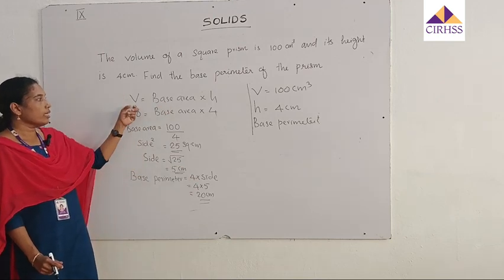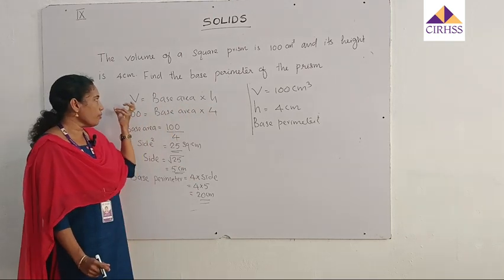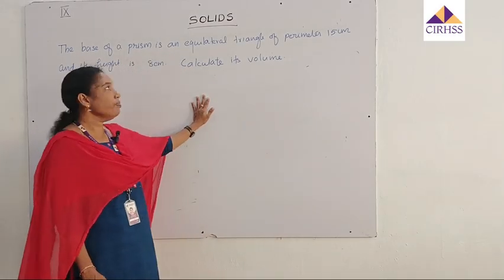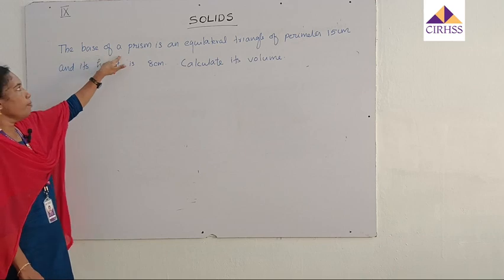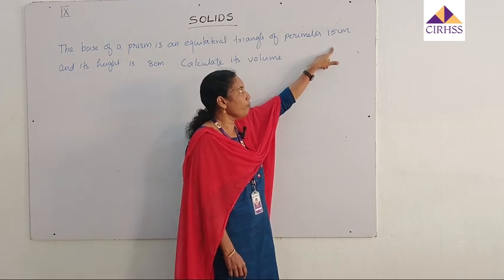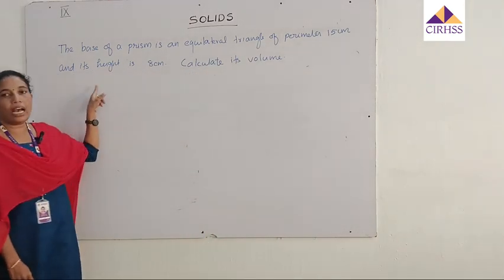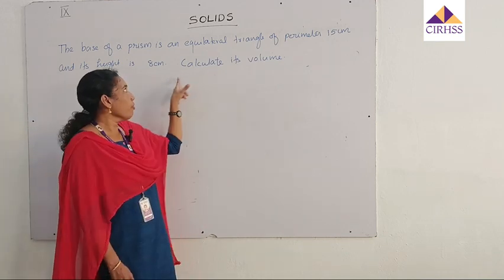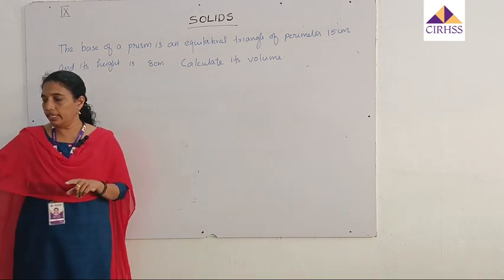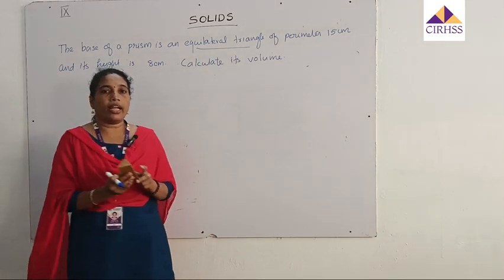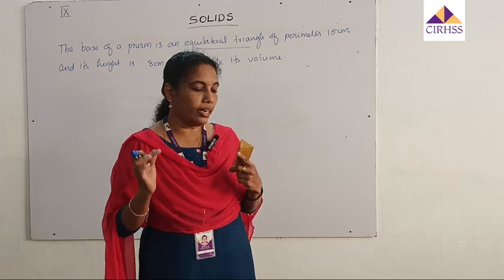So here given things volume and height, we substitute in this equation, we will get base area. Then we can calculate base perimeter. Let's see how to solve this problem. The base of a prism is an equilateral triangle of perimeter 15 centimeter and its height is 8 centimeter. Calculate its volume. So here we consider equilateral triangle. Base is an equilateral triangle.